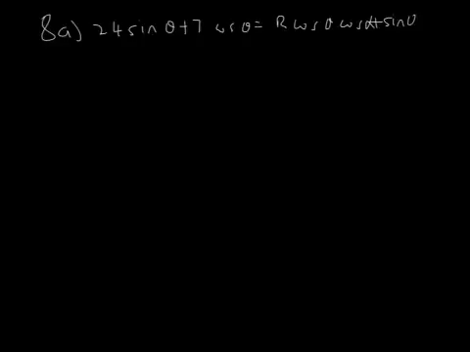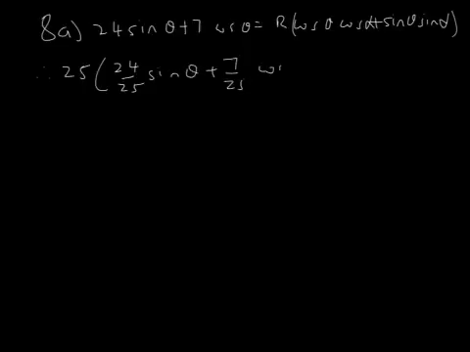Now question 8, which is much easier than it looks. So we need to express 24 sine theta plus 7 cos theta in the form r cos(theta minus alpha). Put those brackets in. So let's think of a magic number. 7 squared plus 24 squared is 625, take the square root is 25, so therefore we get 25 and then (24/25 sine theta plus 7/25 cos theta).